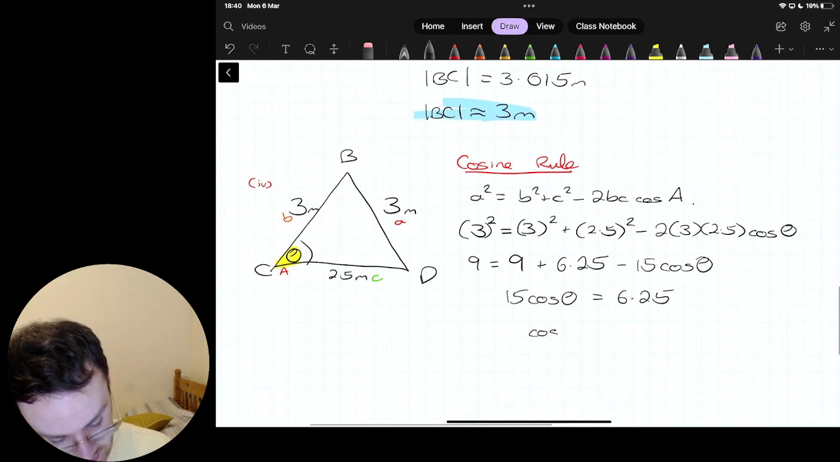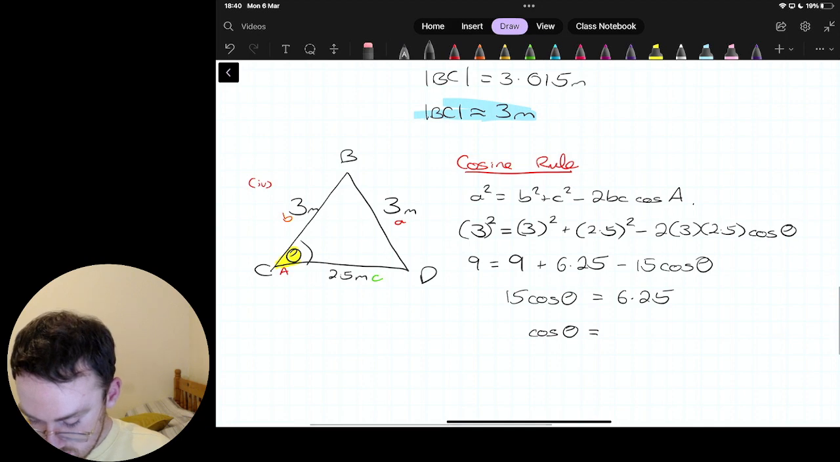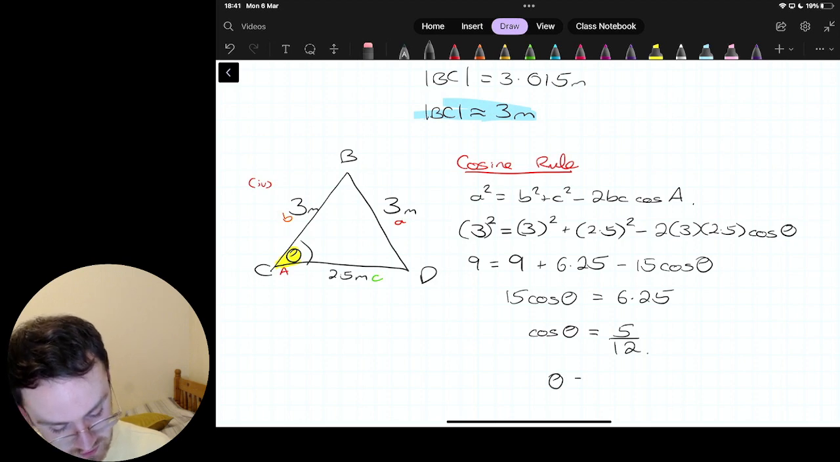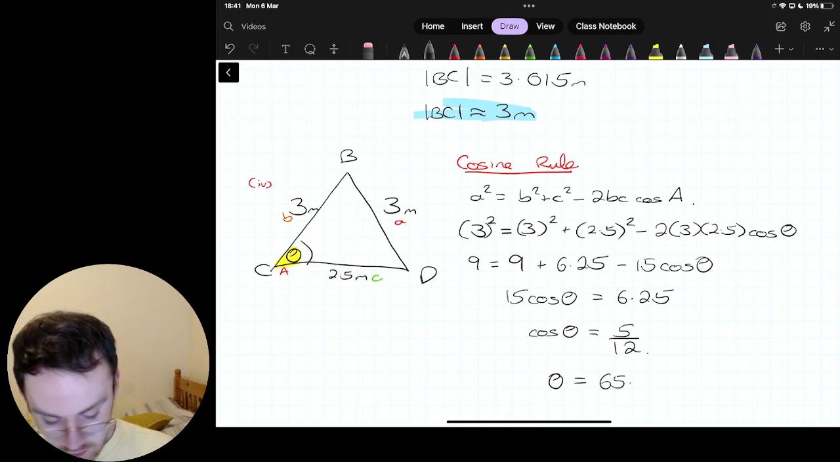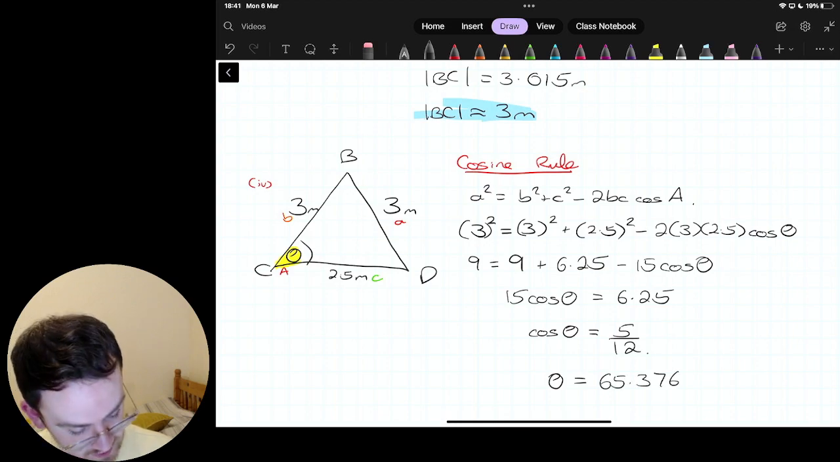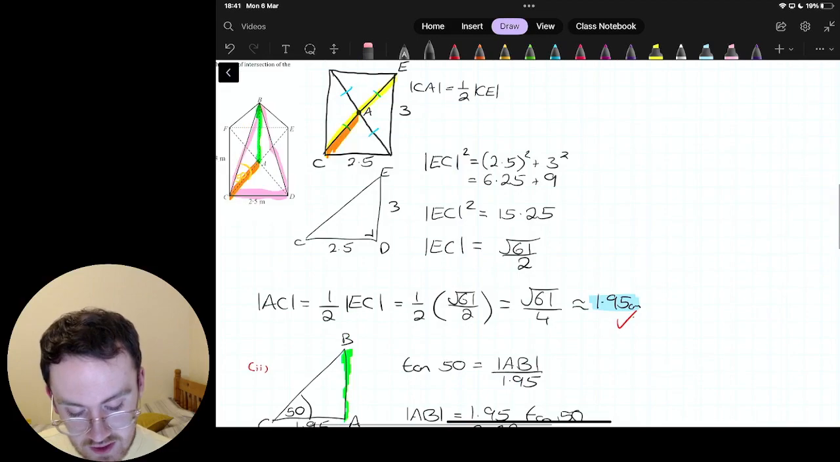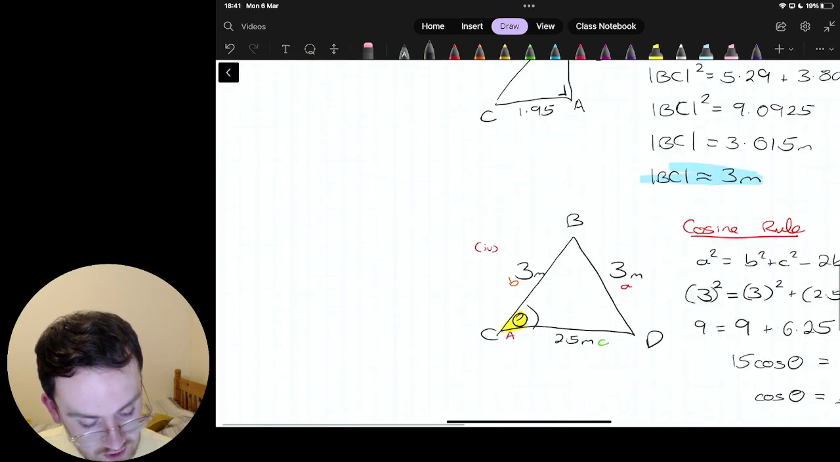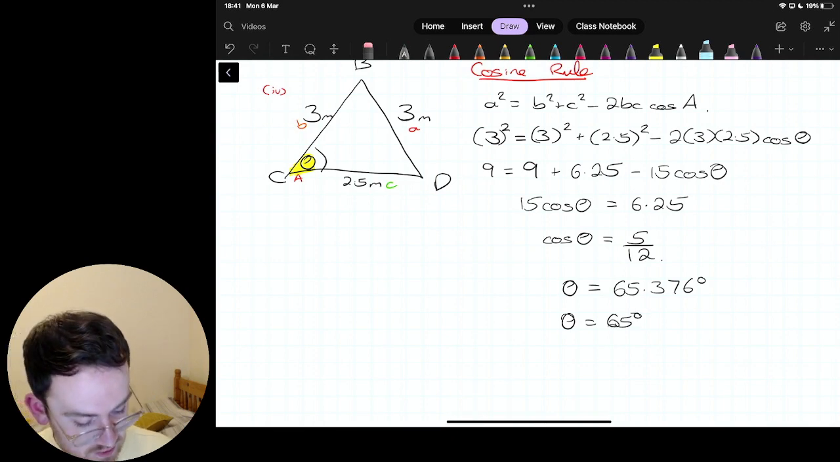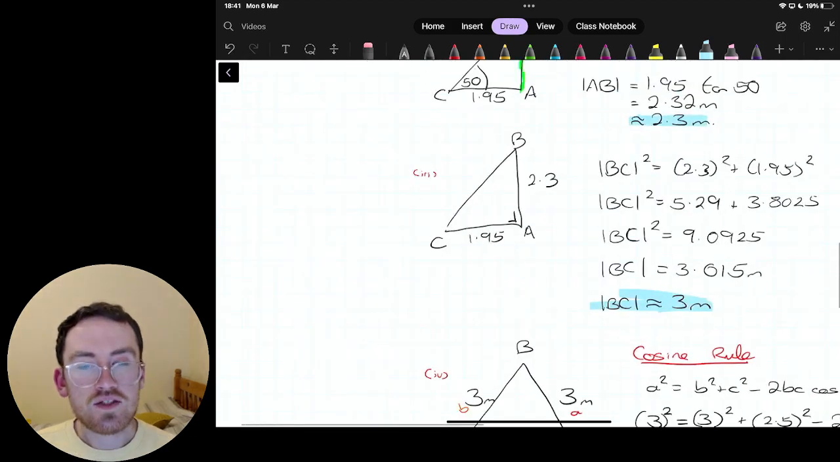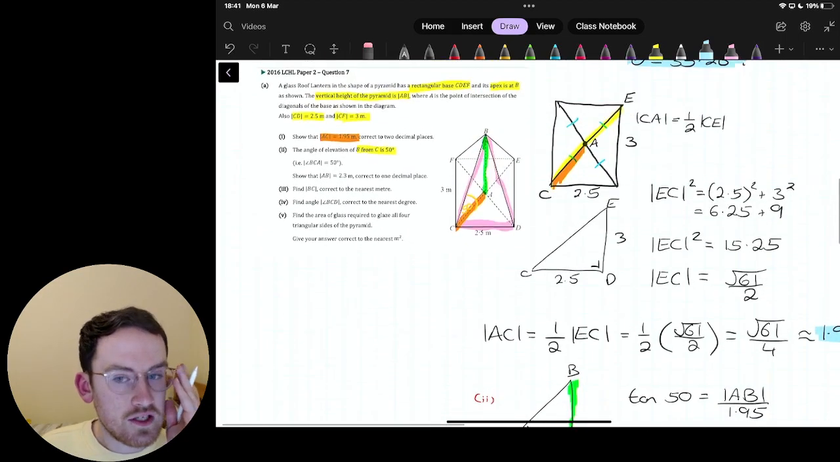So cos theta is equal to 0.25 divided by 15, which gives me 5/12. So my answer for theta is the cos inverse of that, which gives me 65.376 degrees, and we're asked to give our answer to the nearest degree. So to the nearest degree, theta is 65 degrees. Okay, so we're slowly getting through all the parts of the question.